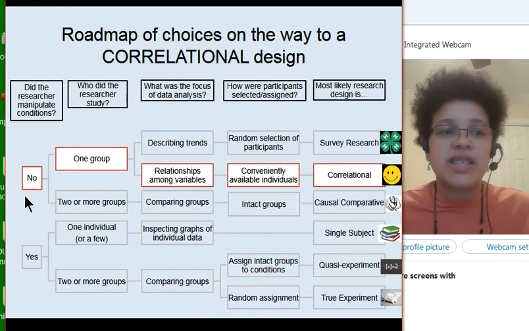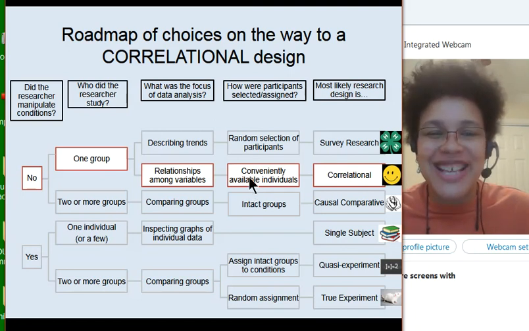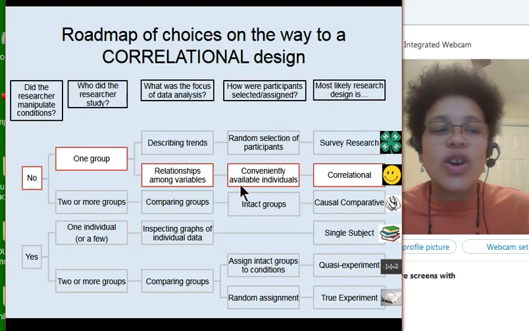Okay, let's talk about a correlational design. Did the researcher manipulate conditions? No. Who did the researcher study? One group, and the focus of the data analysis was on relationships among variables. And these, rather than being intact groups, generally are conveniently available individuals is how it's thought of. And so we have a correlational study. And this focus on relationships among variables is what distinguishes it from a causal comparative. Mostly.